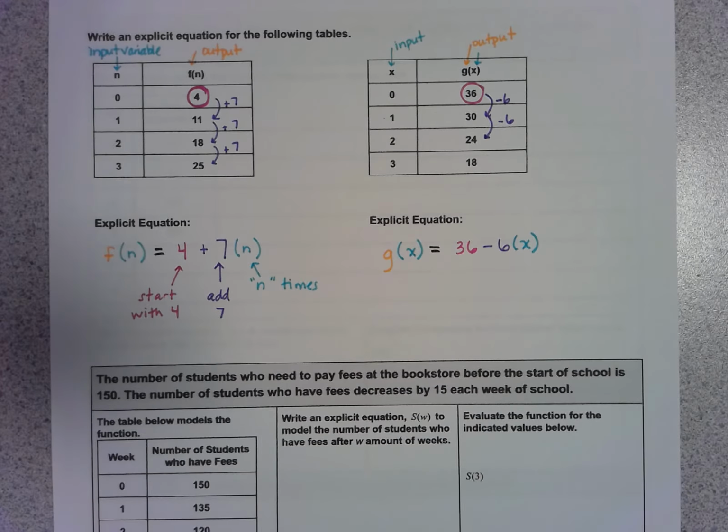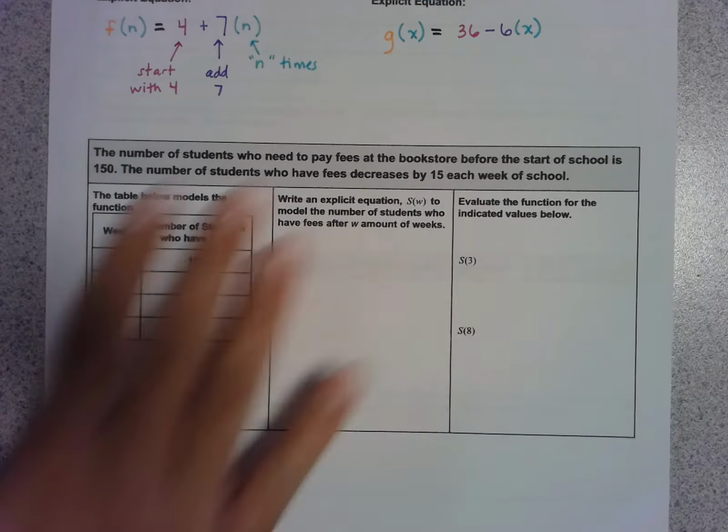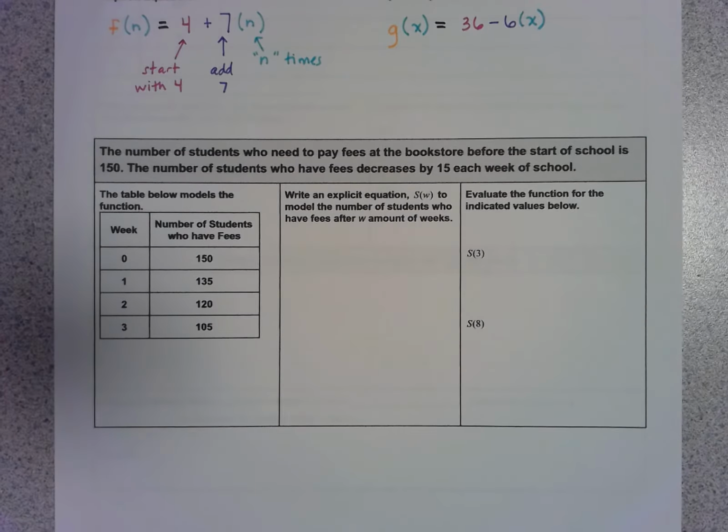Now we can also do this in a story problem. This goes back to the example we did at the beginning, only we're not going to expand the table the long way. We're going to use our shorter pattern that we found. It says the number of students who need to pay fees at the bookstore before the start of school is 150. The number of students who have fees decreases by 15 each week of school. The table below models the function.